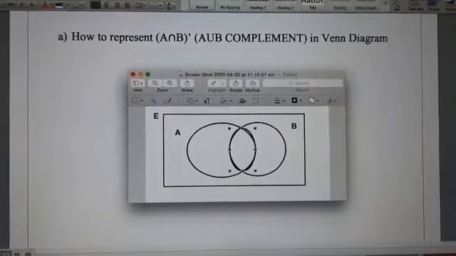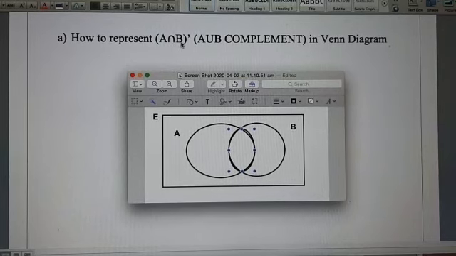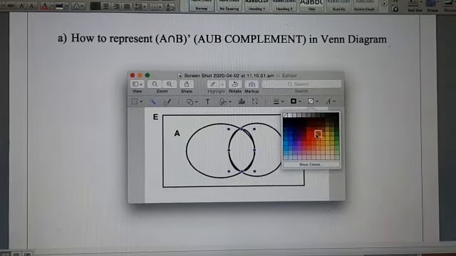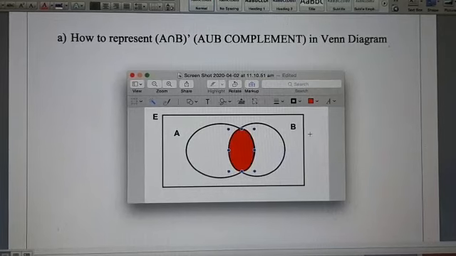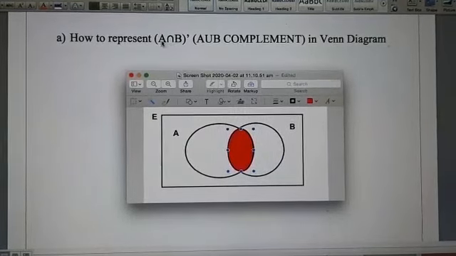Now consider the case when you have to shade A intersection B complement. Now first of all, identify the area that is included in A intersection B. And as you know, A intersection B includes the area which is basically the overlapping part, or which is common to both A and B. Now this part is the overlapping part, and the overlapping part is basically the intersection of A and B.